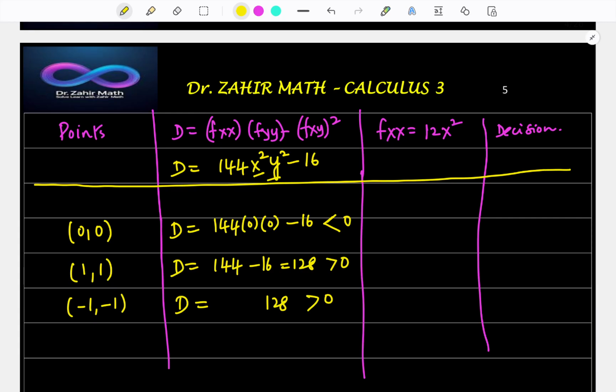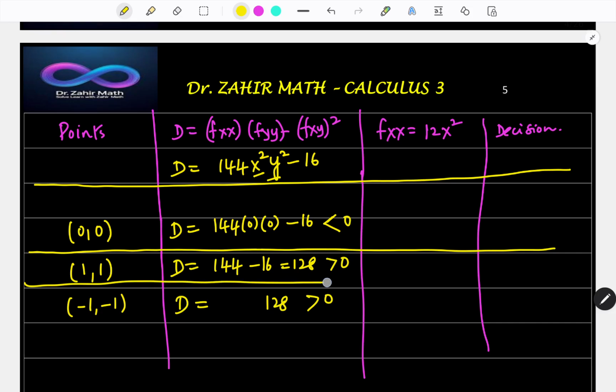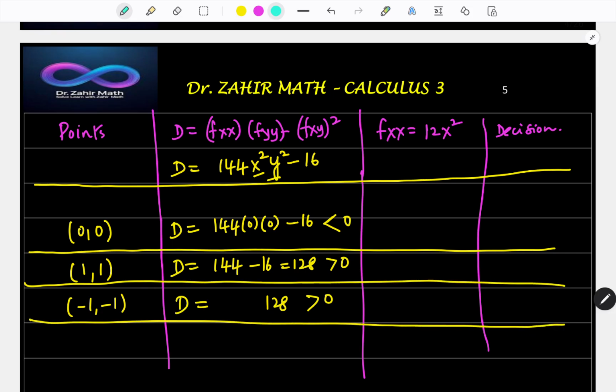I told you when D is less than 0, no need to discuss anything, because you will get saddle points at that point. We are just going to write saddle points. That's it. No need to discuss fxx. Just write saddle points.